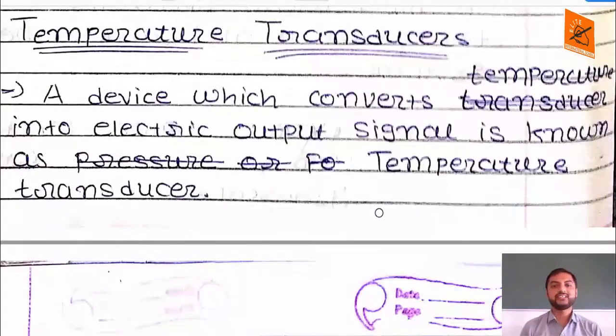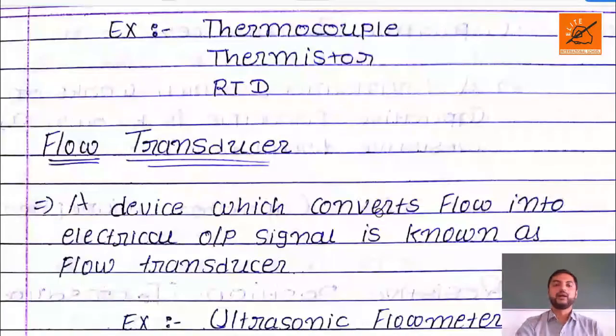Next point is temperature transducers. Temperature transducers measure temperature, as the name indicates. They convert temperature signals into electrical output signals. Those transducers are temperature transducers. For examples, RTD, thermocouples, thermistors.